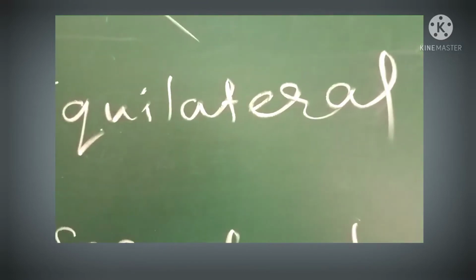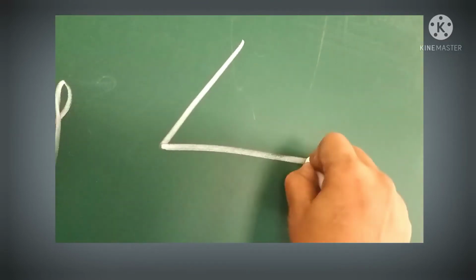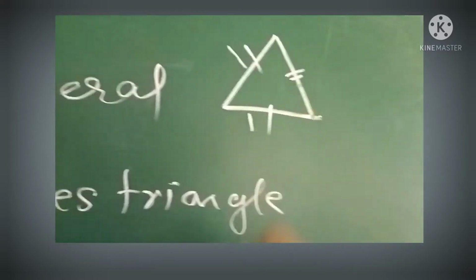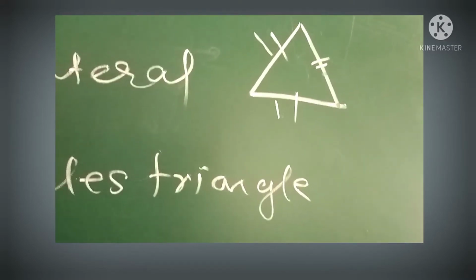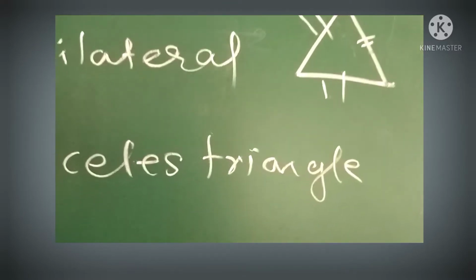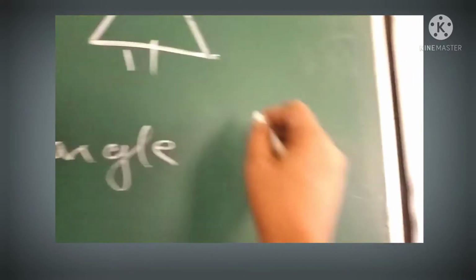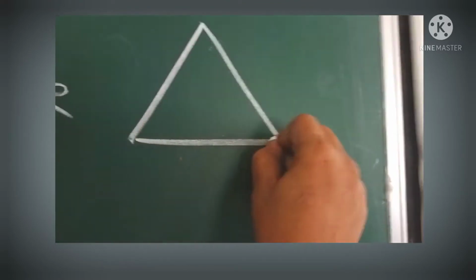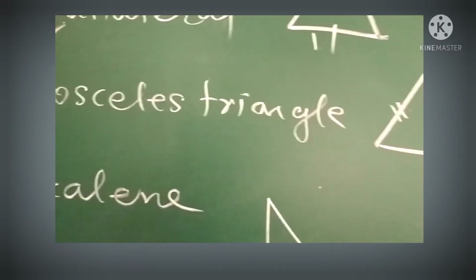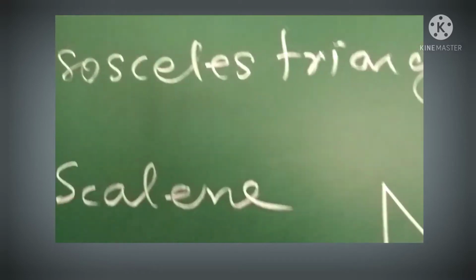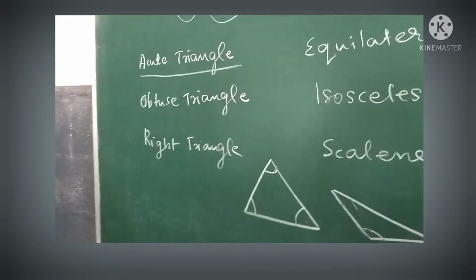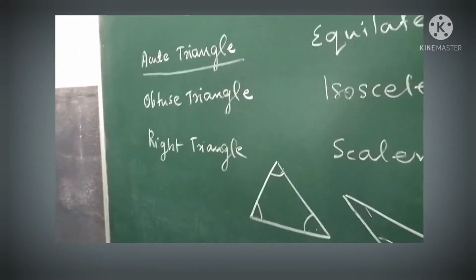Then equilateral triangle. We know that in an equilateral triangle all the 3 sides are equal. This type of triangle is called an equilateral triangle. Then isosceles. If only 2 sides are equal, this triangle is called an isosceles triangle. Scalene triangle, all the 3 sides are different. So these are the main 6 types of triangle according to the angles and according to the sides.